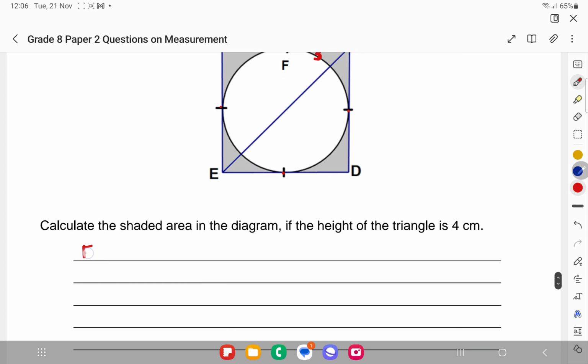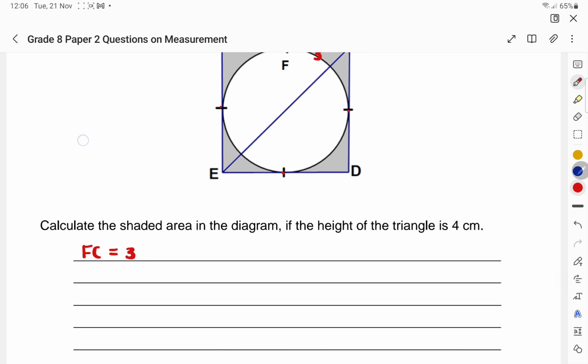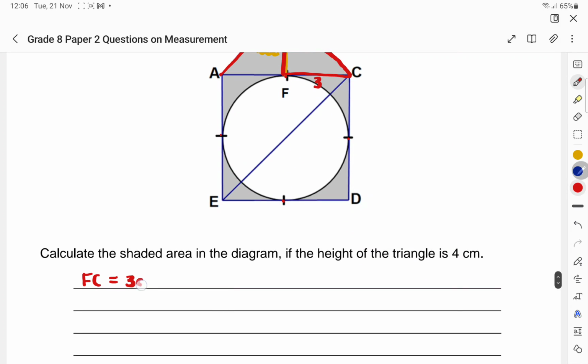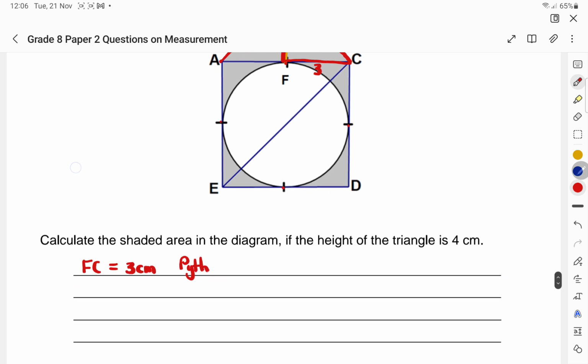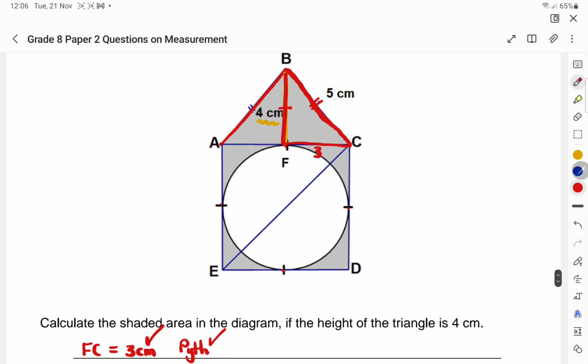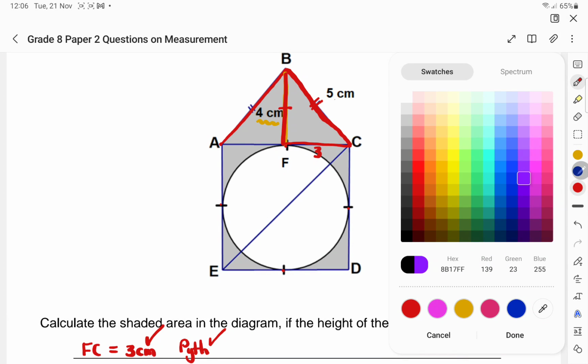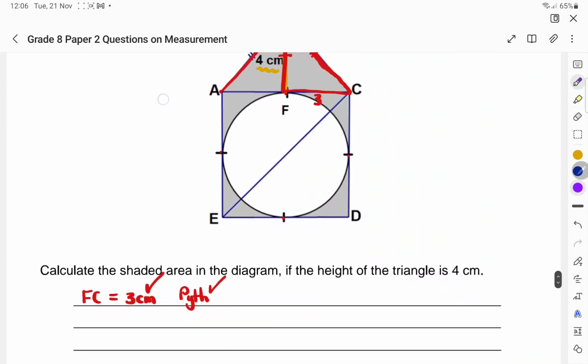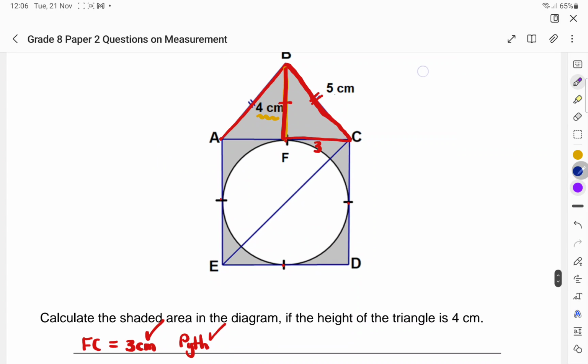So I'm going to start with that. FC is equal to 3 centimeters. Just wanted to check the units, and that is because of Pythagoras. You will get a mark for that, but you don't have to necessarily do all the working out for it. If you can spot that it is a 3 because of the Pythagorean triplet. Again, just reminding you of those triplets.